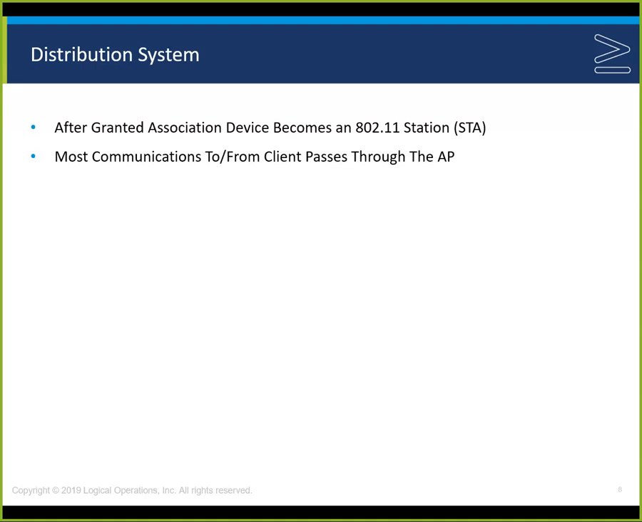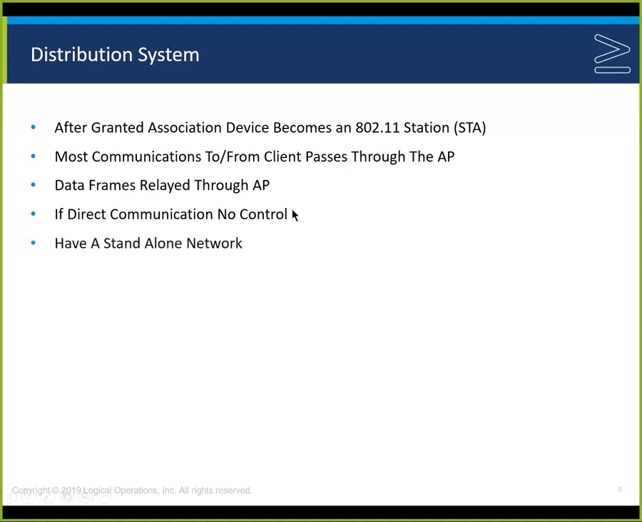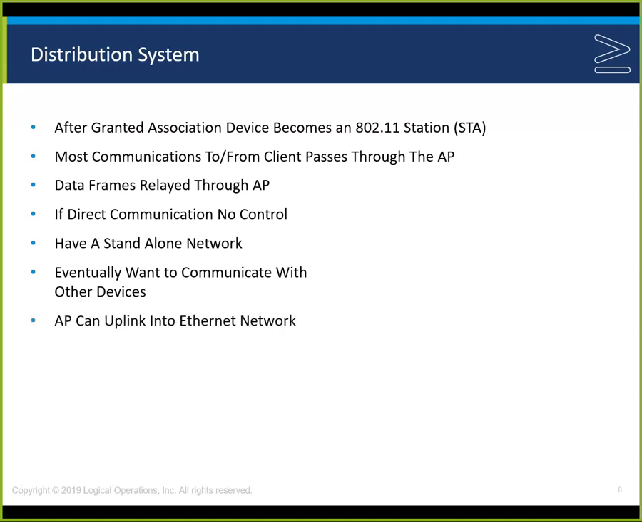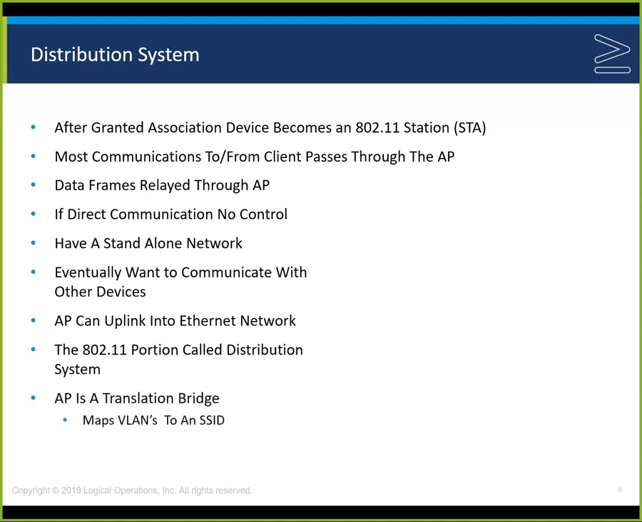Most communications to and from the client pass through the access point. Most, like all of it, is going to pass through the access point, unless we set up an ad hoc network. The data frames are relayed through the AP, and we don't have any control for direct communication to the device itself. In a standalone network, we eventually want to communicate with other devices, and an access point can uplink into the Ethernet network. The 802.11 portion is called the distribution system.